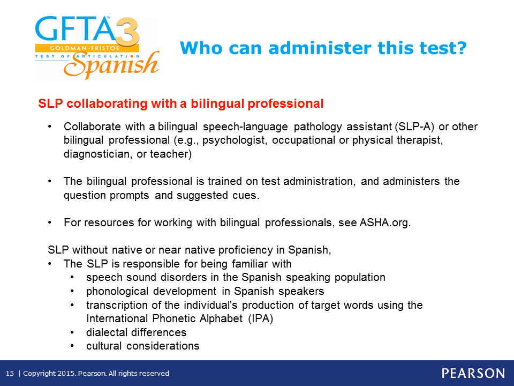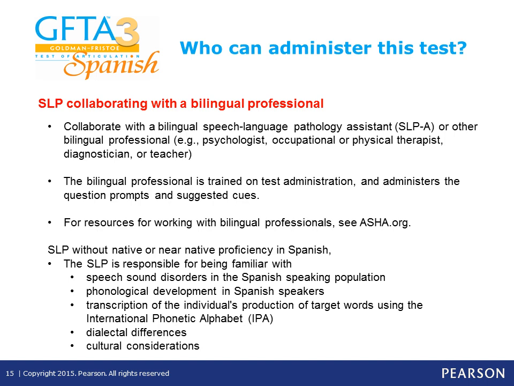If you are an SLP that will be working with a bilingual professional, you still must have knowledge of speech sound disorders in the Spanish-speaking population, phonological development in Spanish speakers, transcription using the IPA, and dialectal differences among Spanish speakers. The SLP must also have training or experience in testing individuals from various linguistic and cultural backgrounds. If you don't meet these qualifications, defer testing to a bilingual SLP. When collaborating with a bilingual professional, additional preparation time and training between you and the bilingual professional is required.